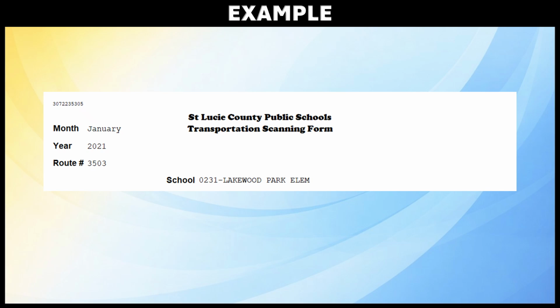Let's take a look at a Medicaid bubble sheet. On the top portion of the form, you will see the month, the year, the route number, and the school name. Information on this form should not be altered in any way. Please do not change the route number and do not make any markings anywhere on the form. If your route number has changed, your next form will reflect the update.